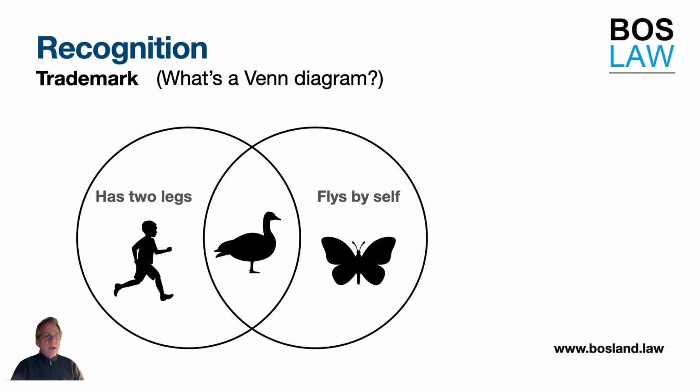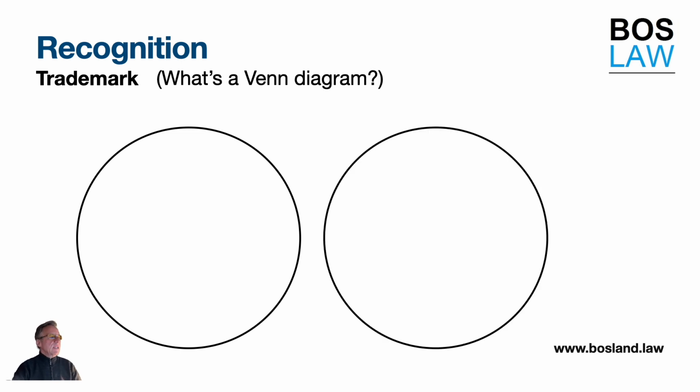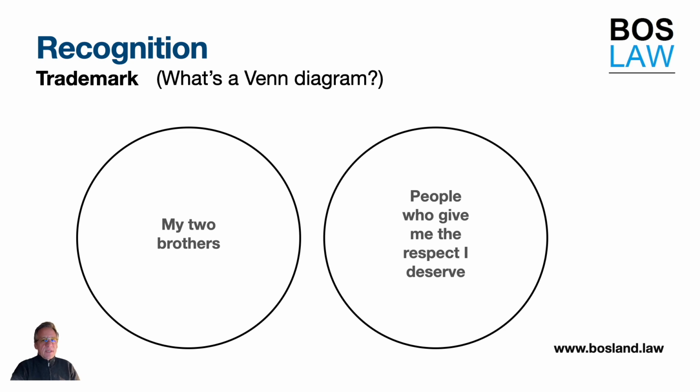I want to show you one more just for the purposes of making sure we really understand this. This is a very simple one as well. I'm going to argue that this is also a Venn diagram because it shows the relationship between two populations logically. On the left, we might have my two brothers. And then in the right circle, we'd have people who give me the respect I deserve. I hope my brothers aren't watching this video, but you can see in this example, they don't overlap at all. There's no relationship here whatsoever.